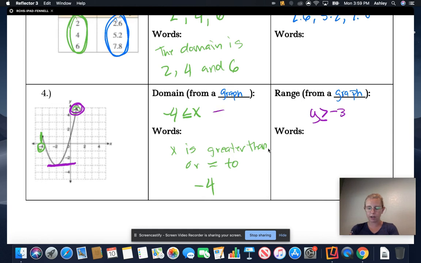Now notice over here I wrote the x on the right-hand side, and over here I wrote the y on the left-hand side. It really doesn't matter.